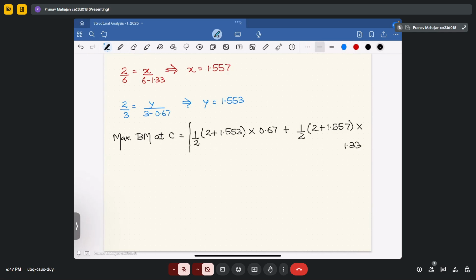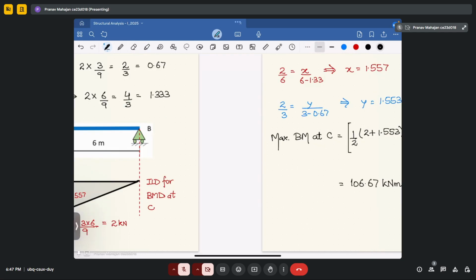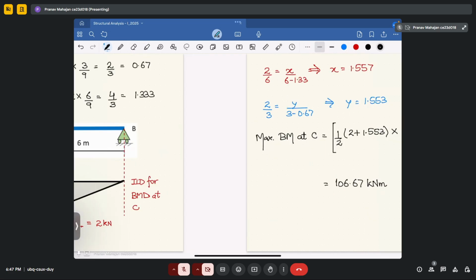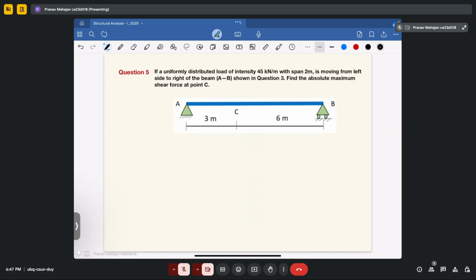This whole thing we have to multiply with load intensity. So here the load intensity is 30 kilonewton, multiply by 30, and it will give you the value as 106.67 kilonewton meter. So the area which is coming under the two ordinates in which we have divided the load ratios, that will give you the maximum bending moment at that particular region. Fine. So now let's move to another question.